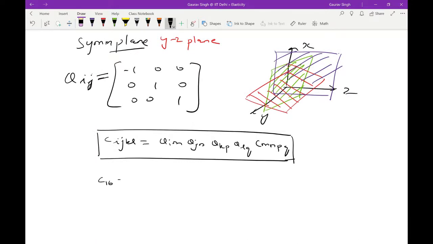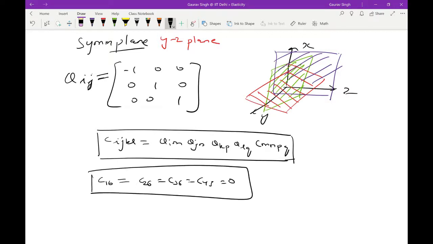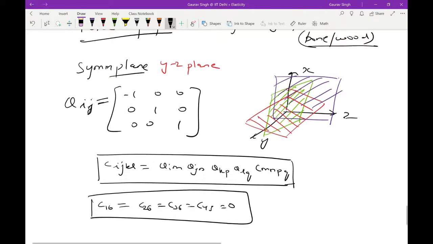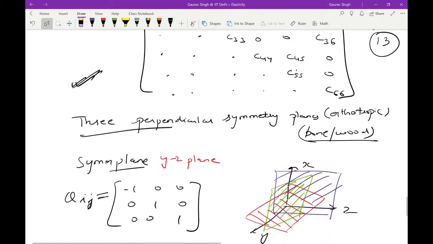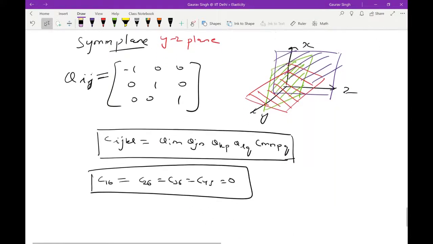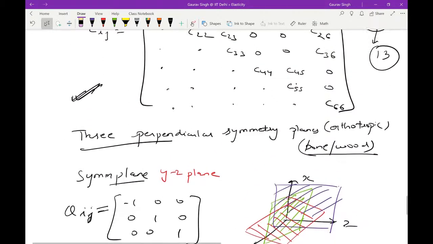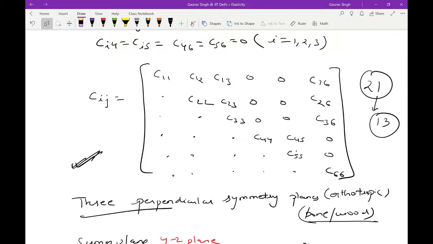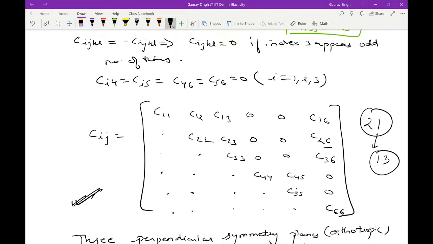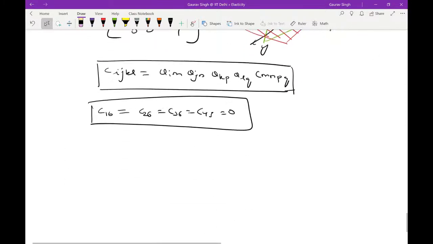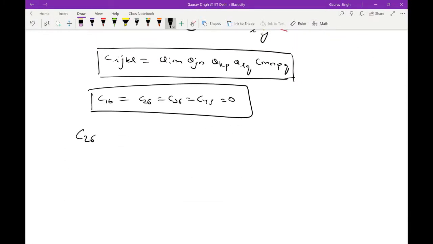In this case, you will get C26, C36 and C45 equal to 0. Okay, how would you do that? Let me just show you the other way. Let's take up C45, or let's take up C26. Okay, so C26 is actually equal to, if you look at the expanded form, C2212.